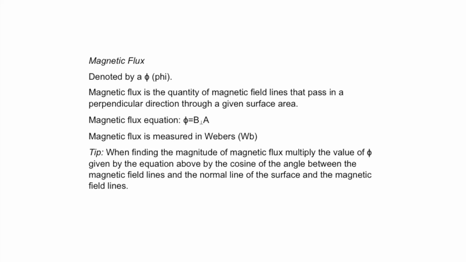Tip: when finding the magnitude of magnetic flux, multiply the value of phi, given by the equation above, by the cosine of the angle between the magnetic field lines and the normal line of the surface.